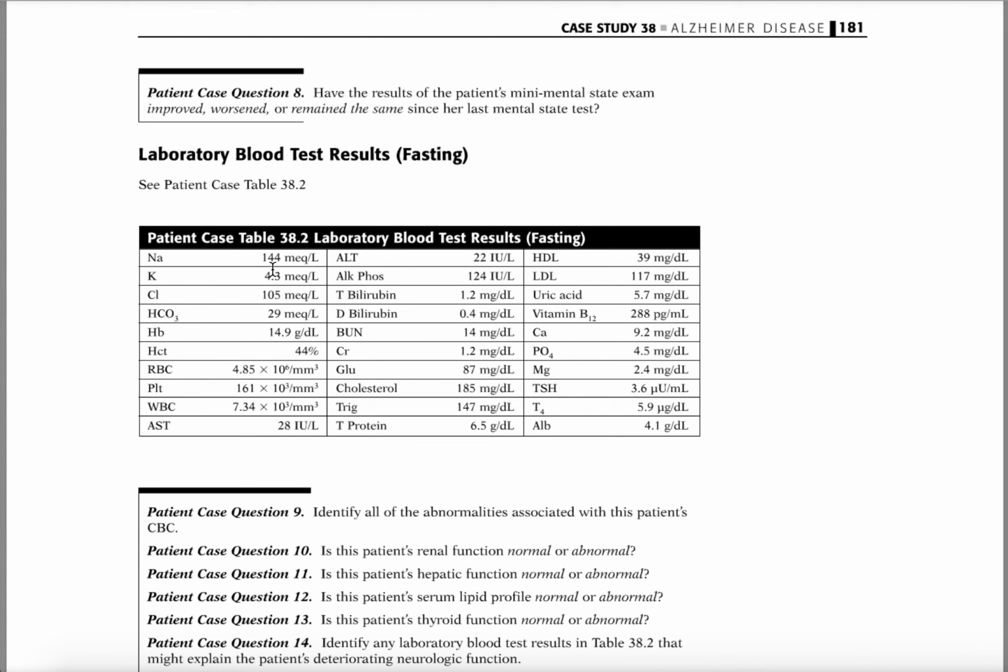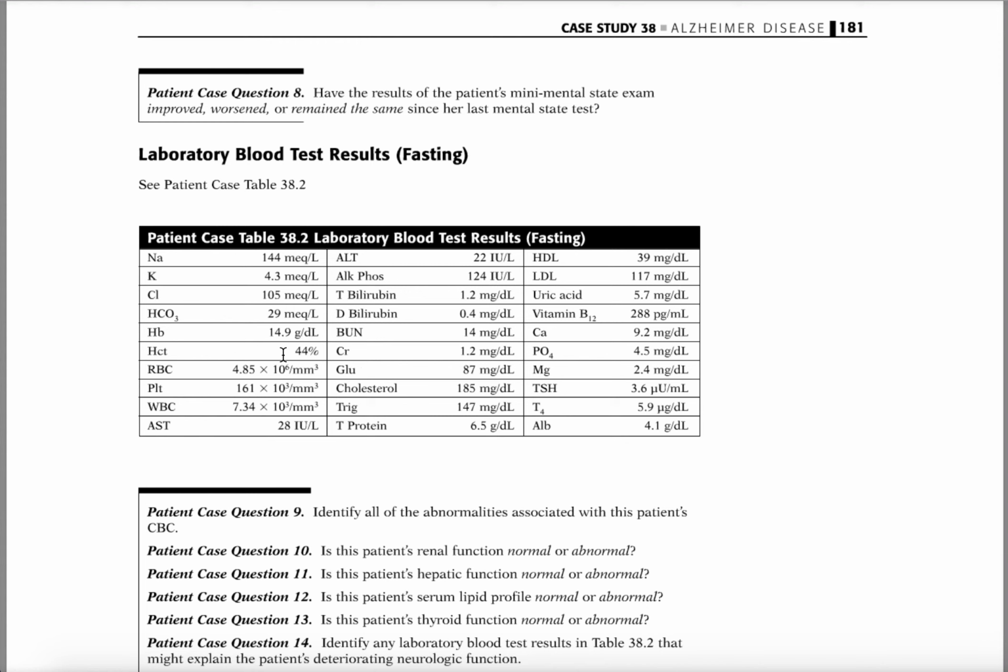135, 145, 3.5 to 5.0. 95, 105, bicarb 22. Maybe this one's a little bit high. Maybe she has some renal function issues, but it doesn't look like BUN and creatinine are elevated. And then I don't see any GFR.